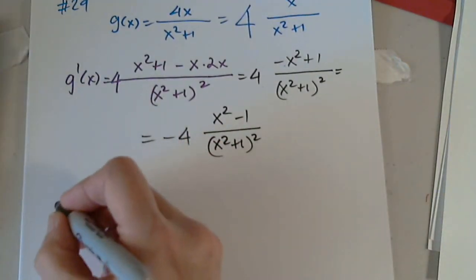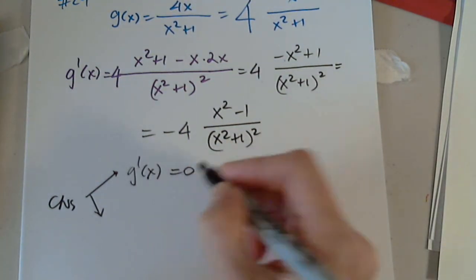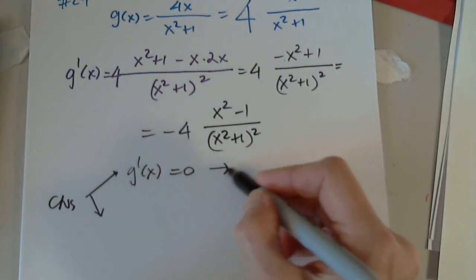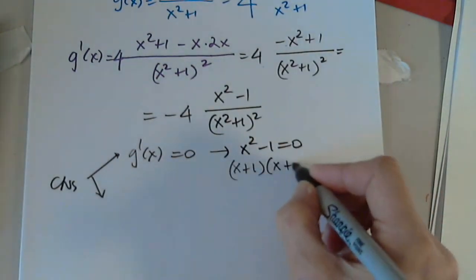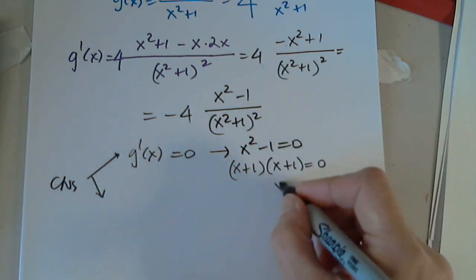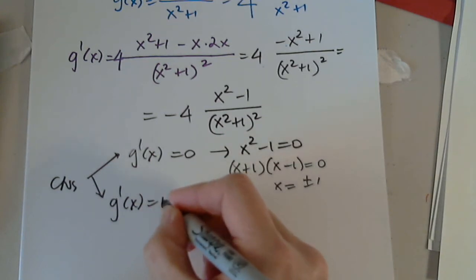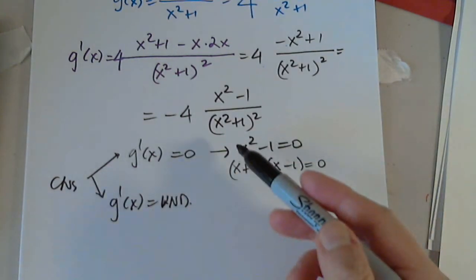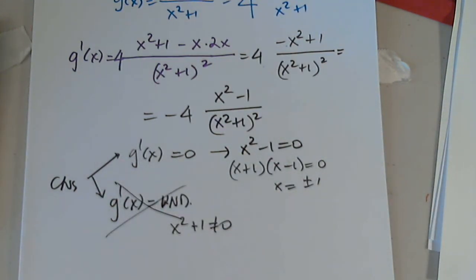So now critical numbers may come from two sources. Either g prime of x to be 0. A fraction is 0 when the numerator is 0. And we know there will be 2. You either factor or take the square root. I meant x equals plus or minus 1. And the function may have critical numbers coming from g prime being undefined, which is not the case. X squared plus 1 is never 0. So these are the critical numbers.